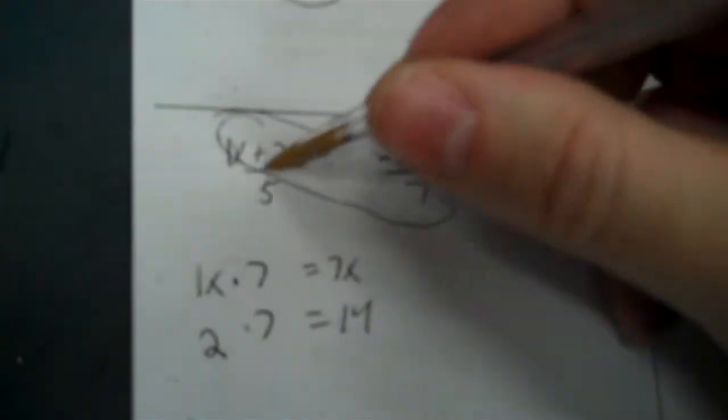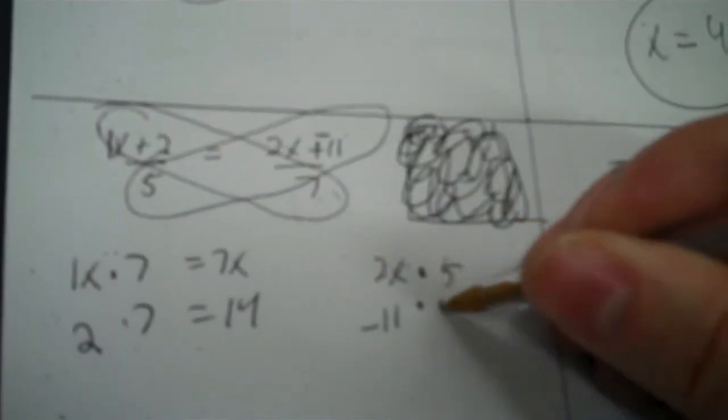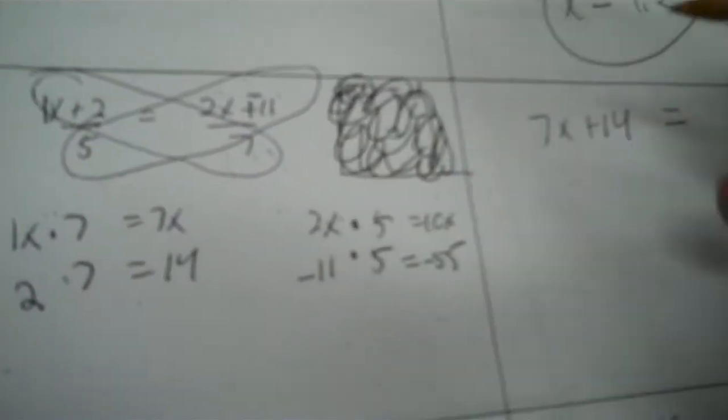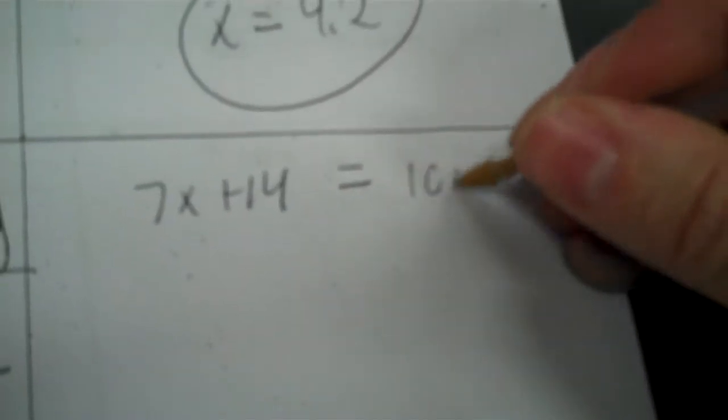Now on my other side, okay, again, we have a 2x with a negative 11, okay? Make that plus negative. So 2x and negative 11 are the two terms there. They each are multiplied by 5. So that's 10x, and that's negative 55. So write 10x minus 55.